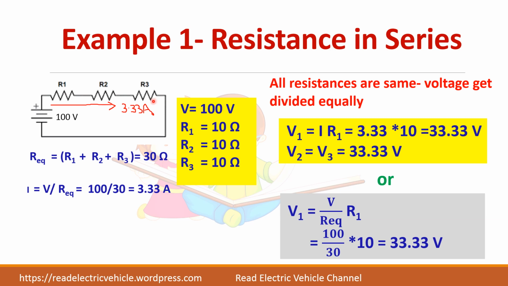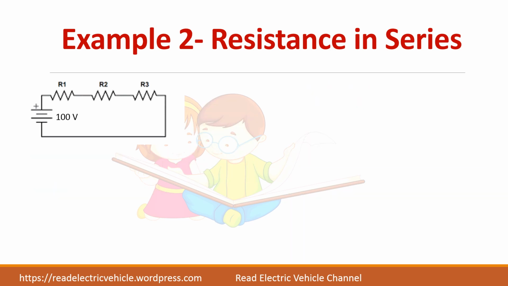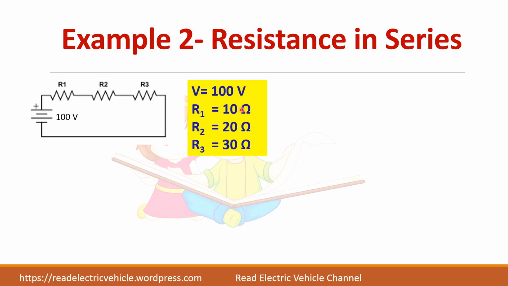Now let us see another example where the resistances are different. Let us consider another example where all three resistances have different values. In this case we will find the R equivalent and the total current. We can see that in the previous case the R equivalent was 30 ohms and the current was 3.3 amps. Now, as the resistance value has increased, the current has decreased.